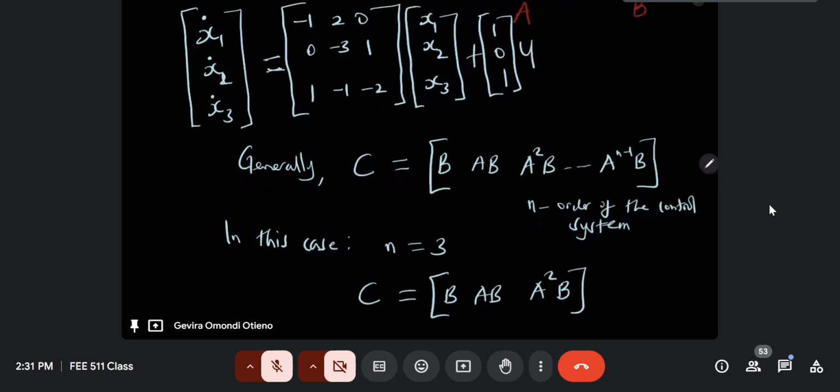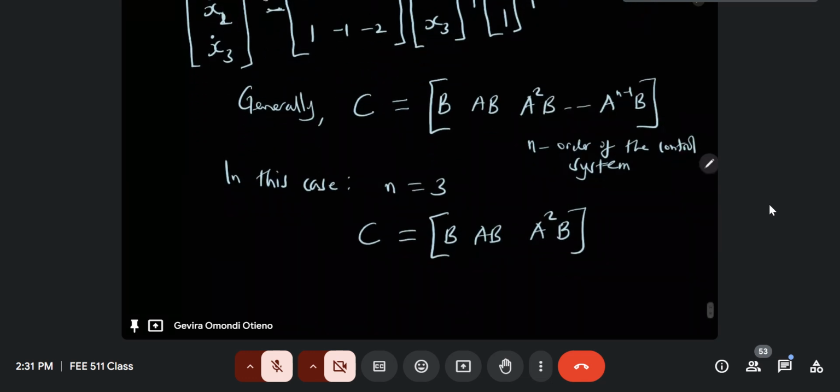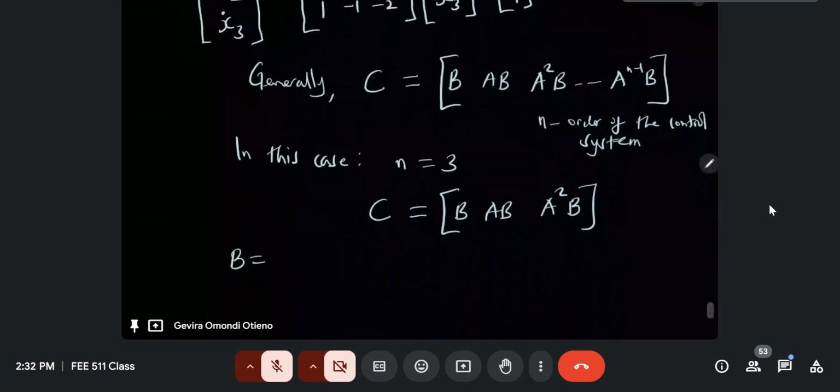So it is this matrix that we have to test and see if it is of rank n, meaning of rank 3. If we test the controllability matrix C and find that it is of rank 3, then we are certain that our system is controllable. Okay? So now we have to know what is B. B from our equation is 1, 0, 1.